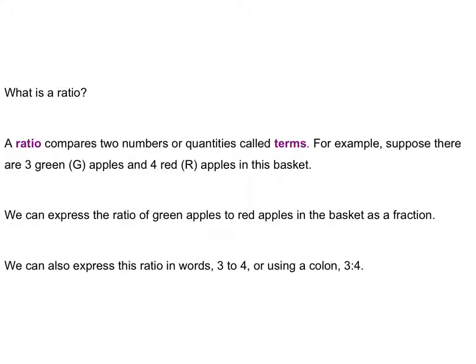So what is a ratio? A ratio compares two numbers or quantities called terms. For example, suppose there are 3 green apples and 4 red apples in a basket. So we can express the ratio of green apples to red apples as a fraction. So we would say 3 green to 4 red. We can also express it as a ratio in words. We can say 3 to 4, or we can use a colon. We would still read it as 3 to 4, even with a colon. So again, there's 3 ways to express this ratio: a fraction, words, and a colon.